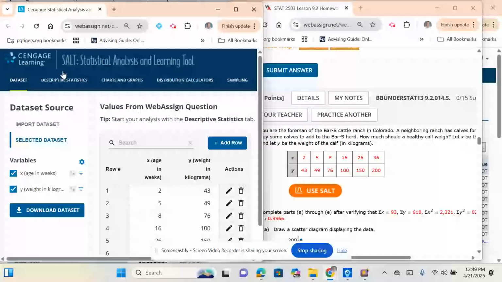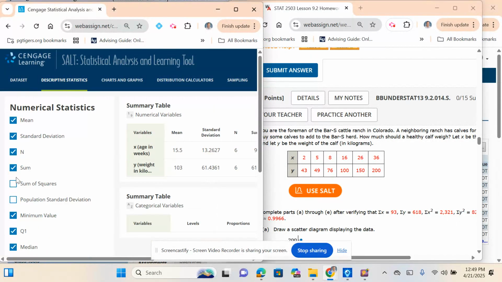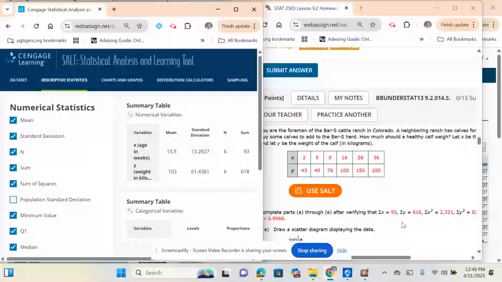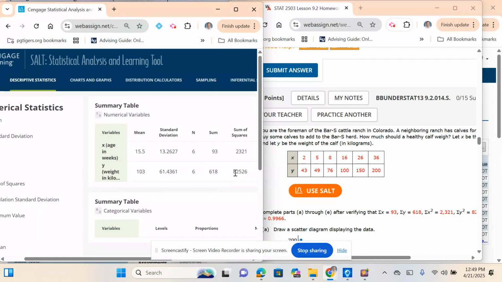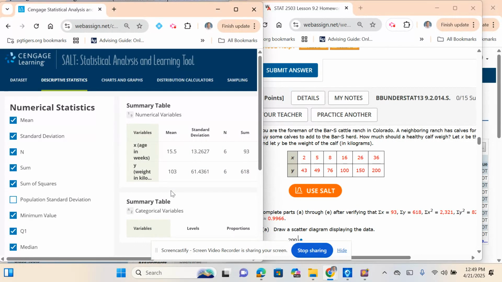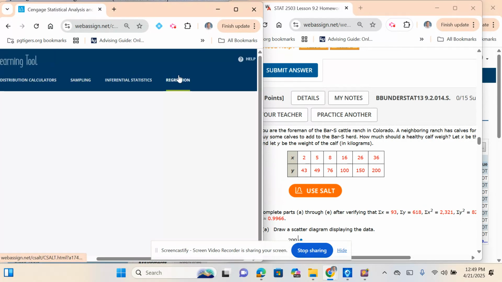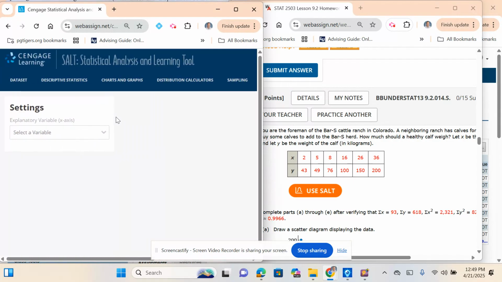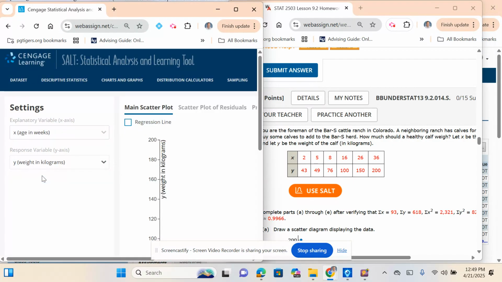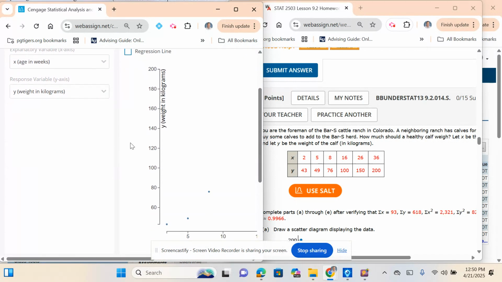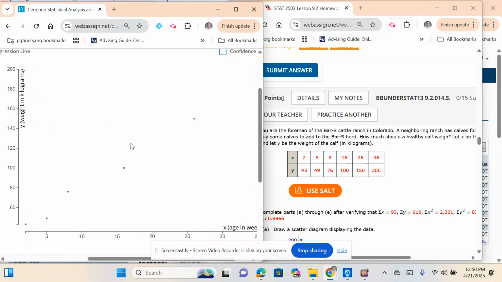I could verify if I want. I don't need to, but I can click sum and sum of squares, and it will show me 93, 618, 2,321, 82,000. So I could do that. I don't need to worry about that. Let's draw a scatter plot. So scatter plot, I'm going to go over to regression. My x variable is my x, age in weeks. My y variable is y, weight in kilograms. And I'm going to look at the association here.